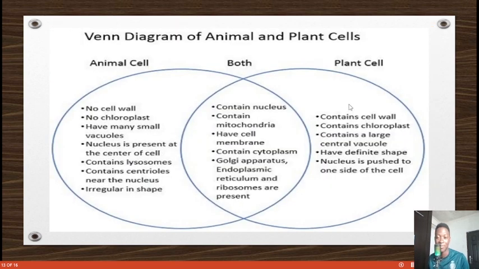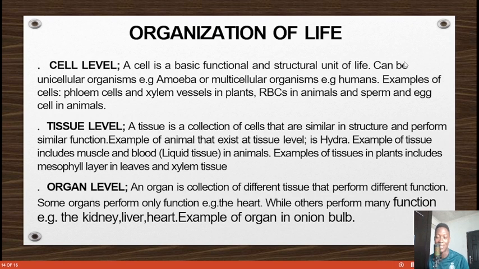Okay, so of course the plant cell, we have mentioned some of them: cell wall, chloroplast. It has a large central vacuole, it has a definite shape, and nucleus is pushed to one side of the wall. Why the animal cell? All these things, and it's also irregular in shape. It can form any shape. All right, this is amazing. Let's go to the last thing we're discussing.